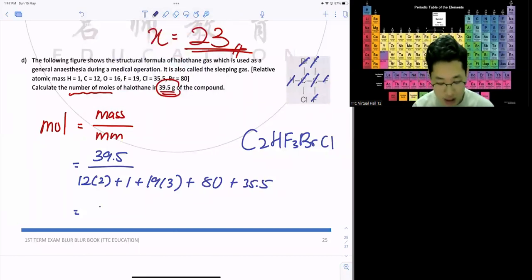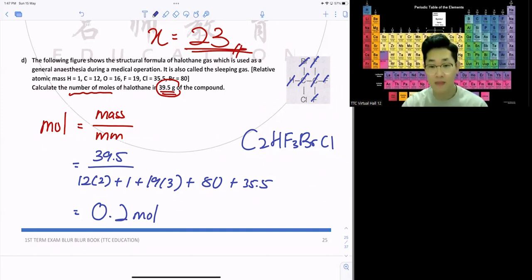Yes, very good. 0.2 mole. Very good. All good? Okay, next. 5B. The next page, page 26.